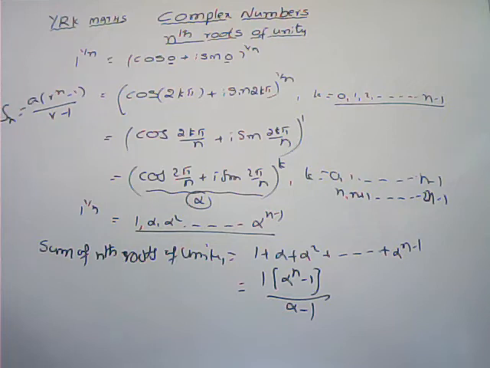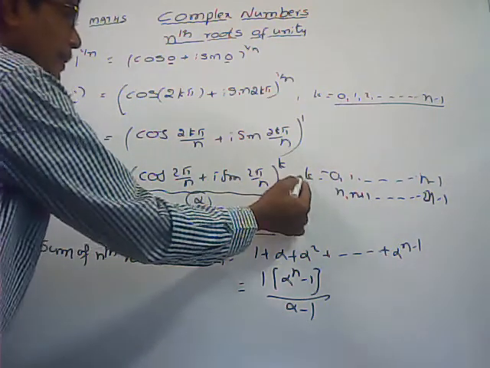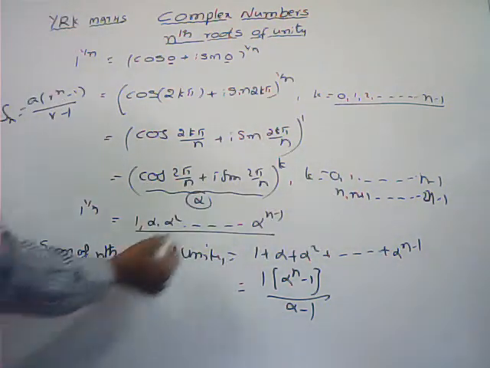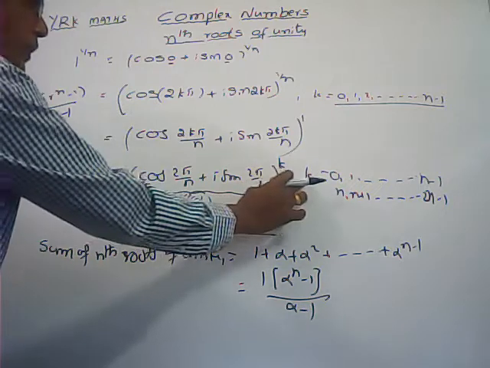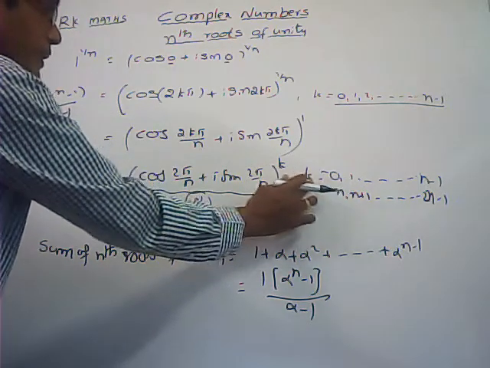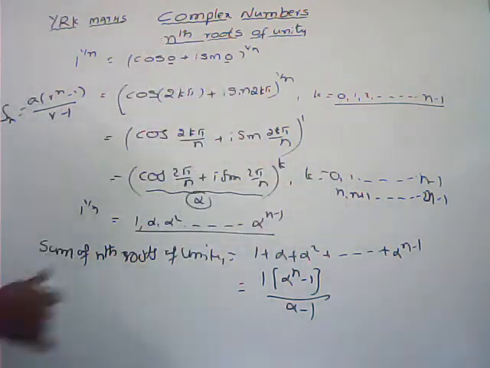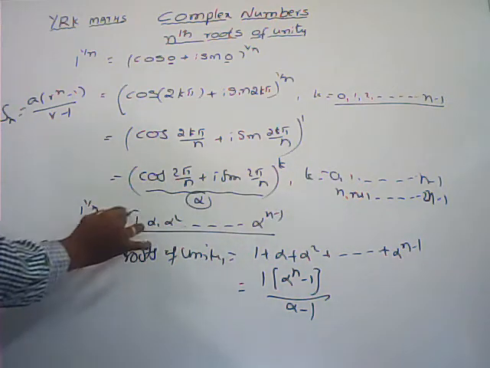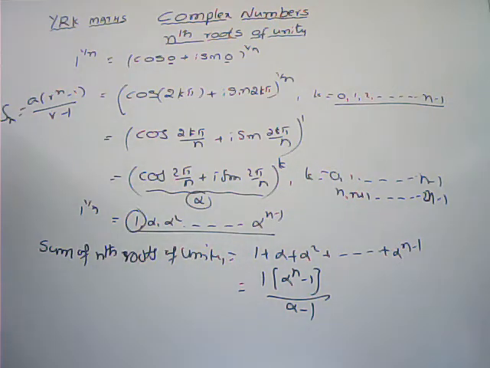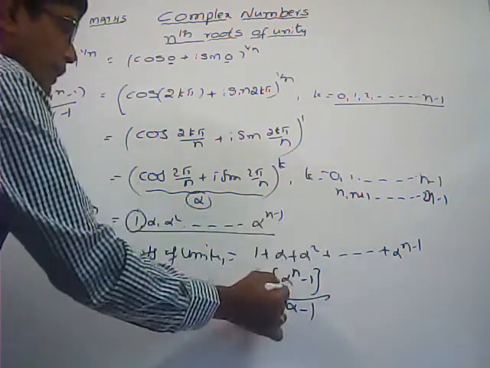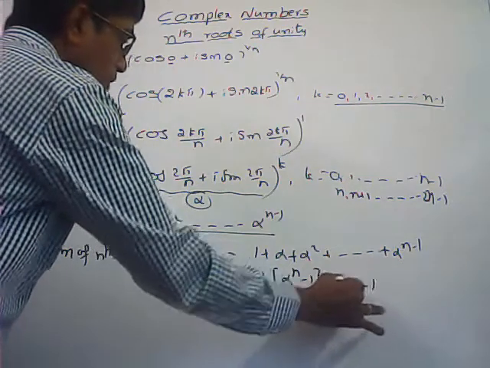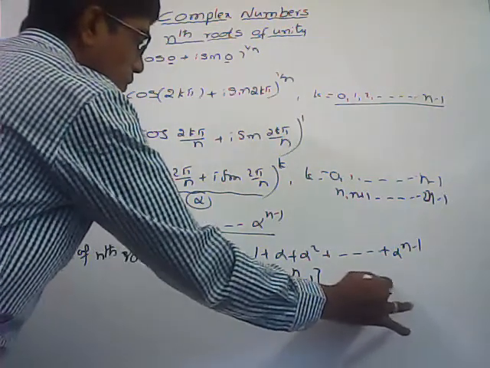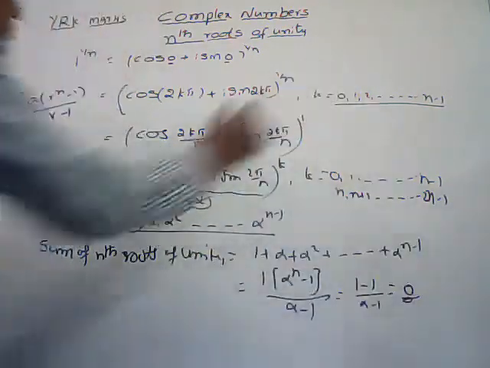Now, if I take k equals n, whatever we get for k equals 0, for k equals n we will also get the same thing. For k equals 0, what we got? 1, that is the nth root of unity. So alpha power n also we can get 1. 1 minus 1 by alpha minus 1, 0 by anything, that is equal to 0.